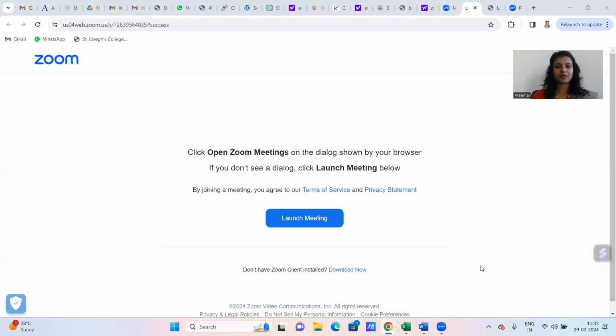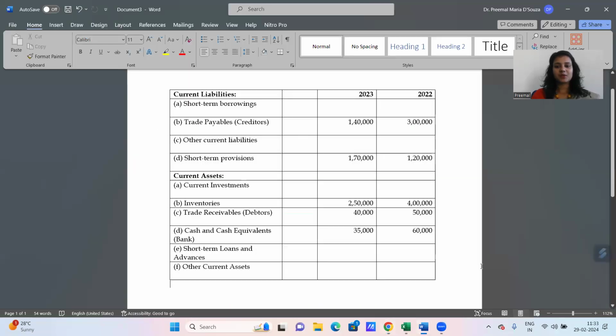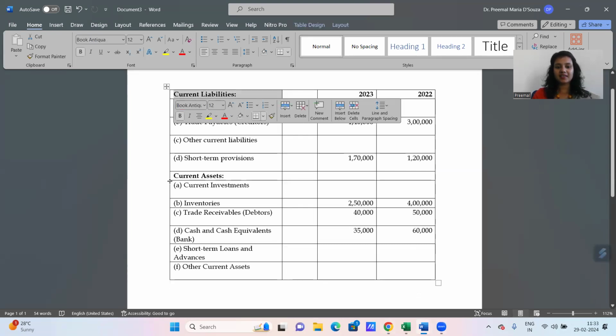When you follow these guidelines, you will ensure that your answer is right and free of errors. So I have taken one problem where I've only extracted the current items out of it so that we can work out just step 1 with ease. Here is the problem where you have your current liabilities and current assets mentioned. So we will be preparing the schedule of changes in working capital looking at this sum.